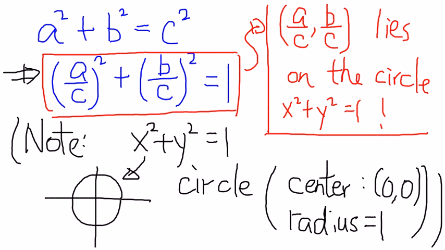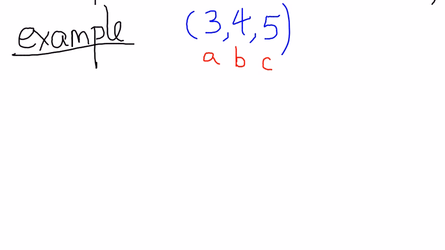If you think of a over c and b over c as the x and y coordinates of a point on the xy plane, and because we already have the relation that the square of a over c plus the square of b over c equals 1, this point in the xy plane must be a point lying on the circle x squared plus y squared equals 1. That's exactly the geometric side of this equation. So now let's do a couple of examples.